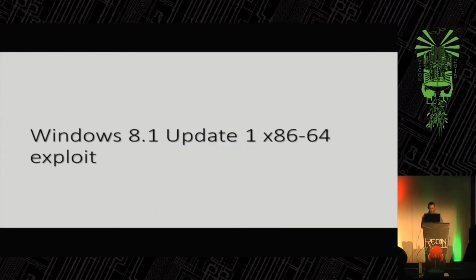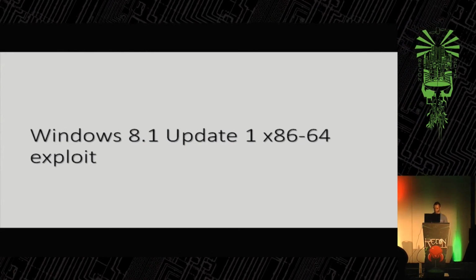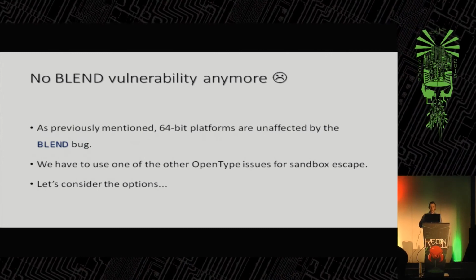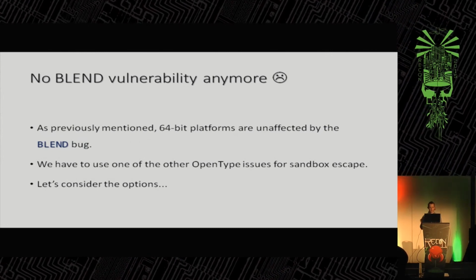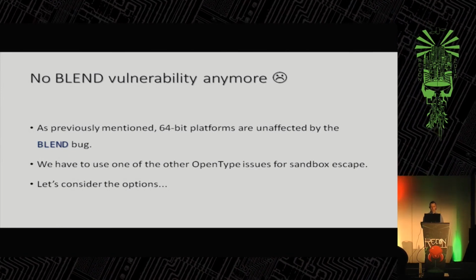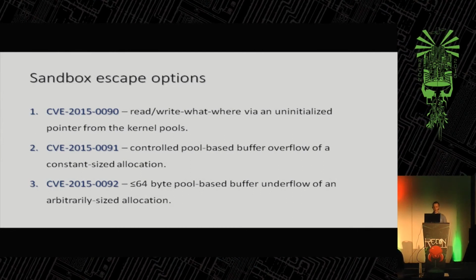Okay, so I think I still have a little bit of time, so I can discuss the 64-bit exploitation of the Windows kernel. Obviously, as I said before, we cannot make use of the previous bug because it doesn't exist, or rather it's mitigated by how the code was written. So we have to use some other bug. And I had three options when thinking about it.